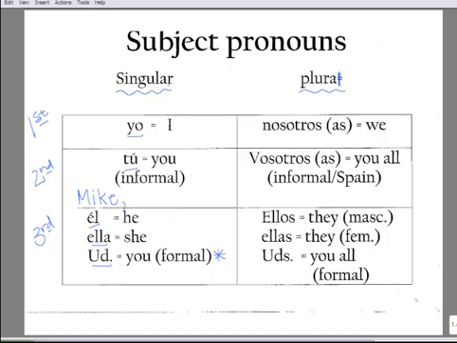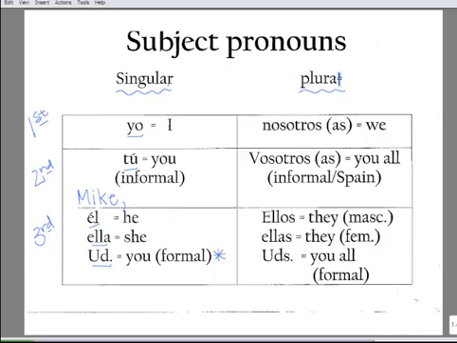Wait, we're not going to use the word tú. We're going to use the word usted. Remember, we learned this earlier. We learned, ¿Cómo estás tú? How are you, my friend, or my classmate, or my teammate? And ¿Cómo está usted?